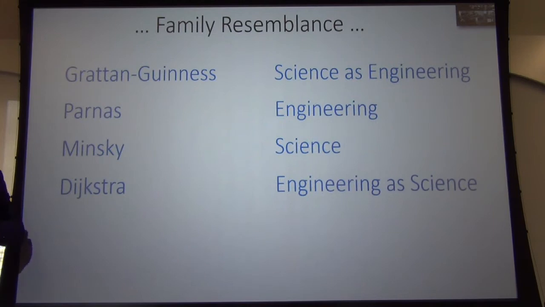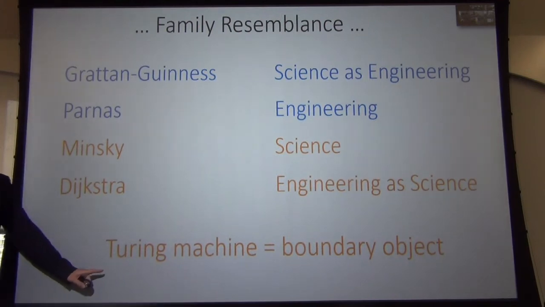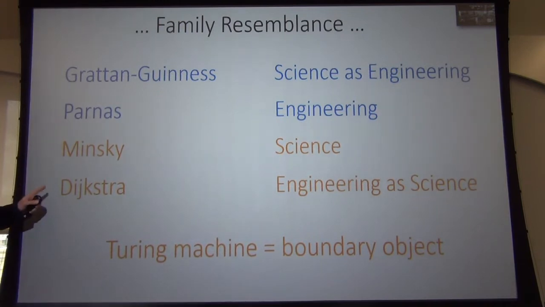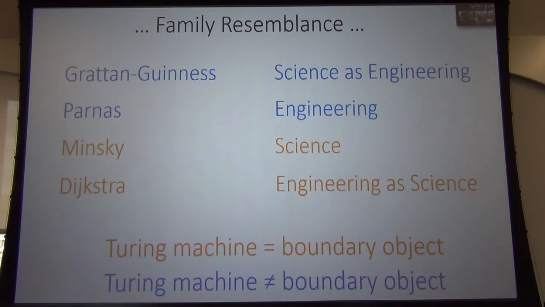So now I want to become a bit more sophisticated in the sense of introducing the notion of family resemblance. This is a family of 4 people, and their family resemblances, I would argue. I'm going to do this on the basis of 3 slides, starting with this one. If you look at the last line on the slide, in orange, the Turing machine is a boundary object according to those people whose names are printed in orange, while the Turing machine is not a boundary object according to the names in blue. That's my first slide.